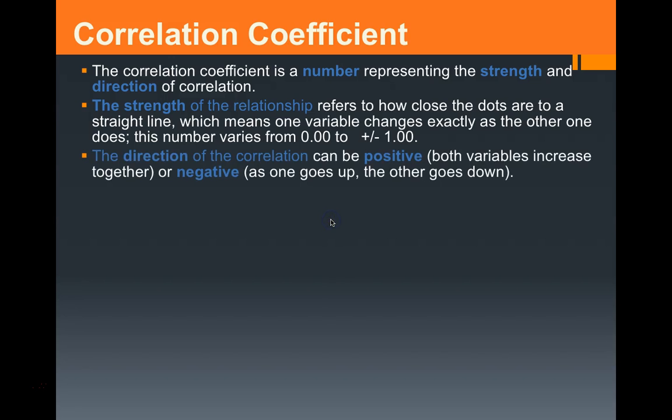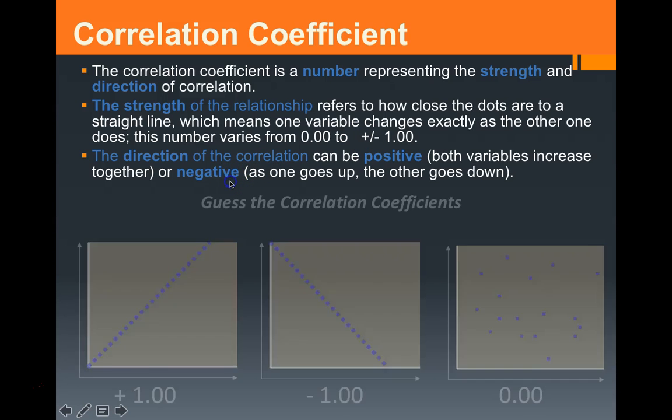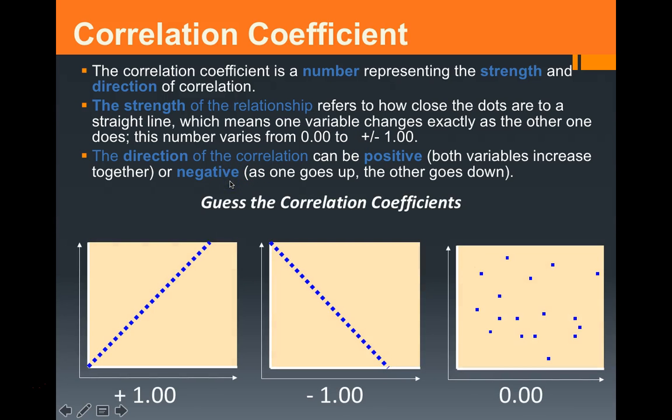The direction of a correlation is indicated by the symbol, positive or negative. For a positive correlation, there's a positive symbol in front of the R. For negative, there's a negative symbol. So, okay, guess the correlation coefficients. R equals +1. As you can see, this would be a perfect correlation.